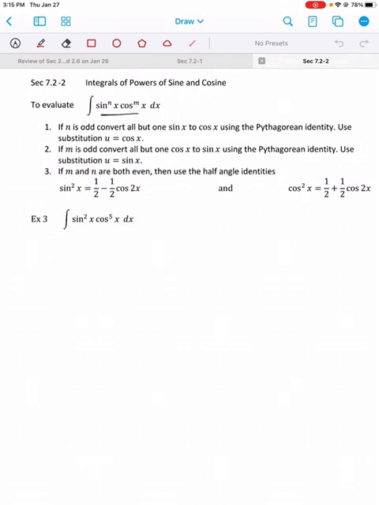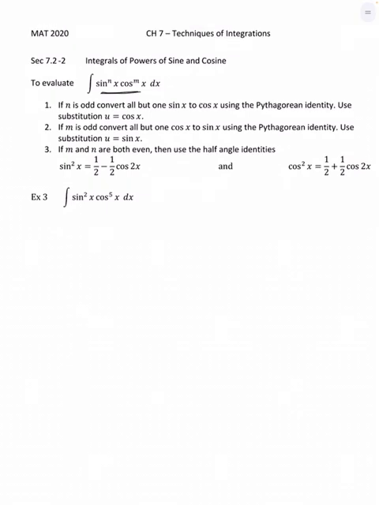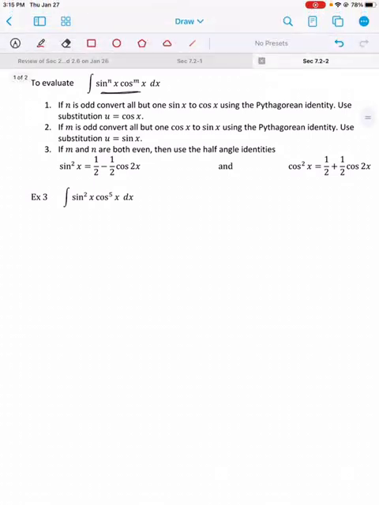If you have a function with n as the power of sine and m as the power of cosine, and n is odd, m can be anything, odd or even. So if n is odd, you will convert all but one sine into cosine using the Pythagorean identity. Remember, the Pythagorean identity: sine squared x plus cosine squared x equals 1. That's what the Pythagorean identity is.